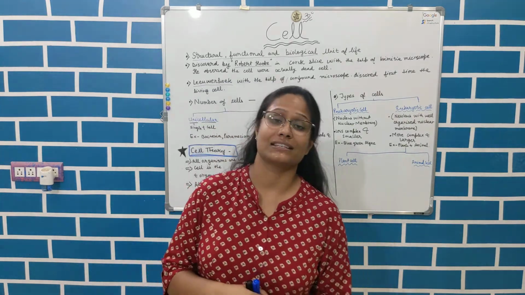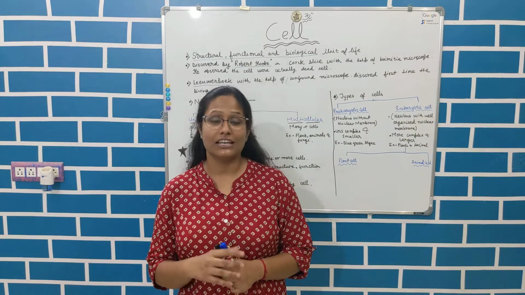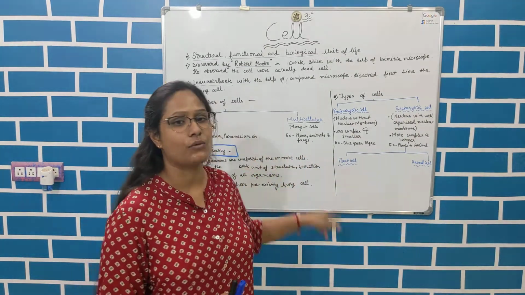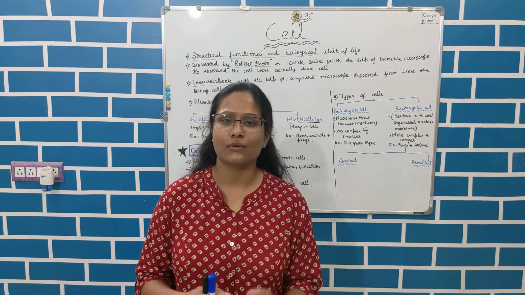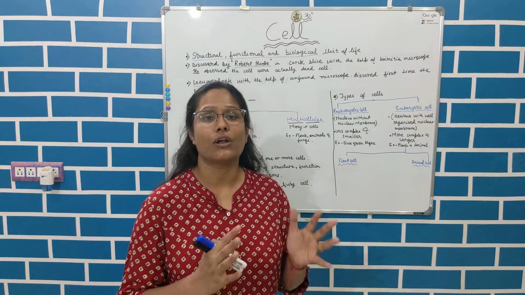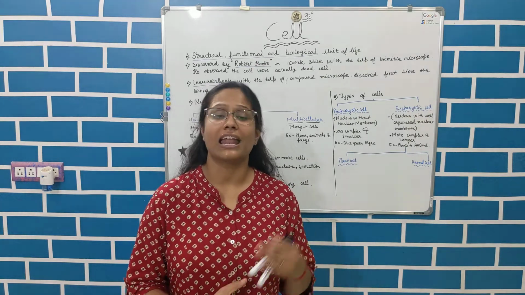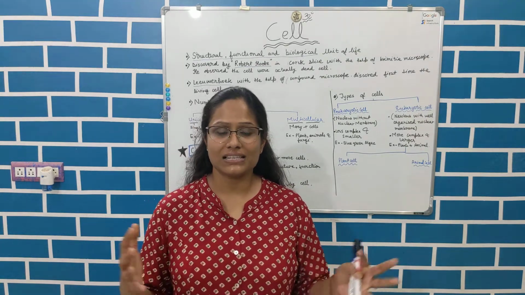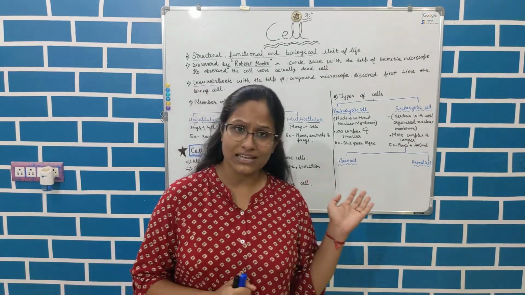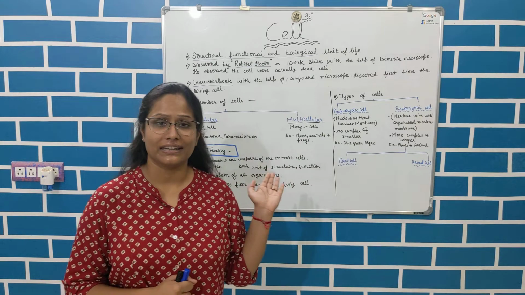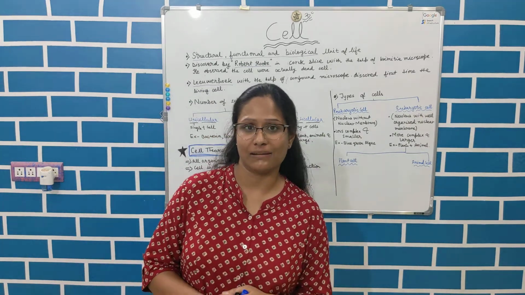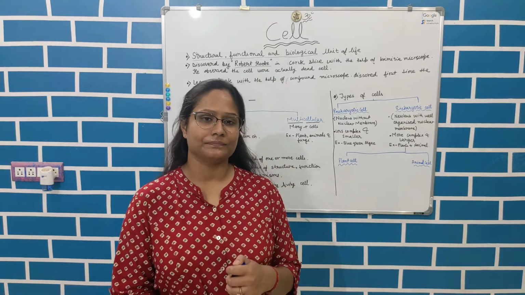Now, number of cells. In number of cells, there are 2 types, as I have written on the blackboard: unicellular and multicellular. In unicellular, uni means single, cellular means cell. Single-cell organisms are called unicellular, and in multicellular, many cells combine together to form a multicellular organism. In unicellular, we study blue-green algae, and in multicellular, we study plants, animals, fungi, etc.